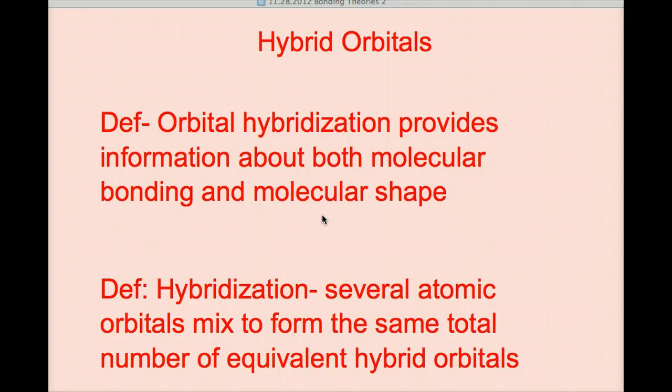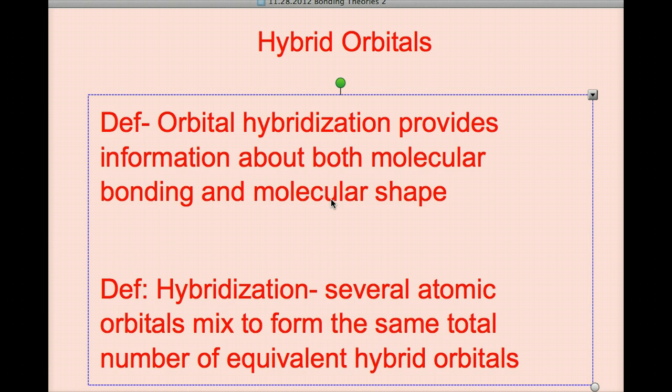So in chemistry, we have these hybrid orbitals. That's the same concept as a hybrid car. I'm going to take two orbitals and mix them together, and this then allows for the molecular bonding that we see, which then creates these molecular shapes. So by definition, orbital hybridization gives us information about how molecules bond and what the shape is going to look like.